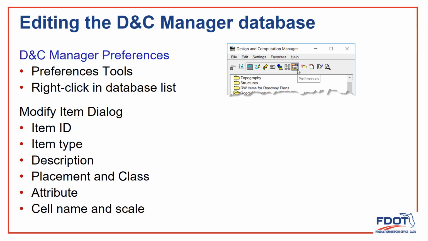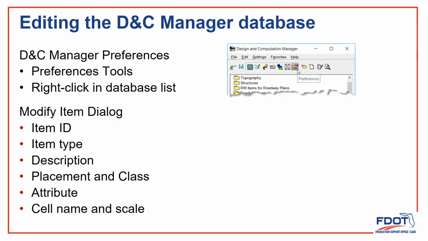Let's look a little closer at what makes up an item in D&C Manager. To review or modify an item, you can either use the buttons that appear when Preferences is active in the D&C Manager toolbar, or you can right-click on any item in the database to choose an option for Review or Modify. You'll only want to modify an item in D&C if you are sure that a change needs to be made and it is in agreement with the Basis of Estimates manual or approved by the Estimates Office.